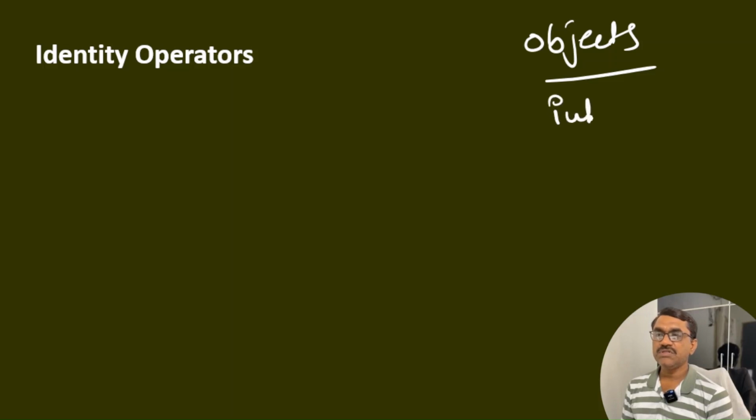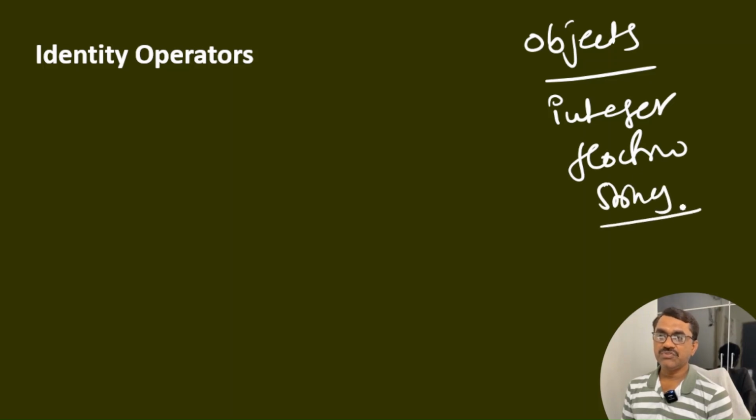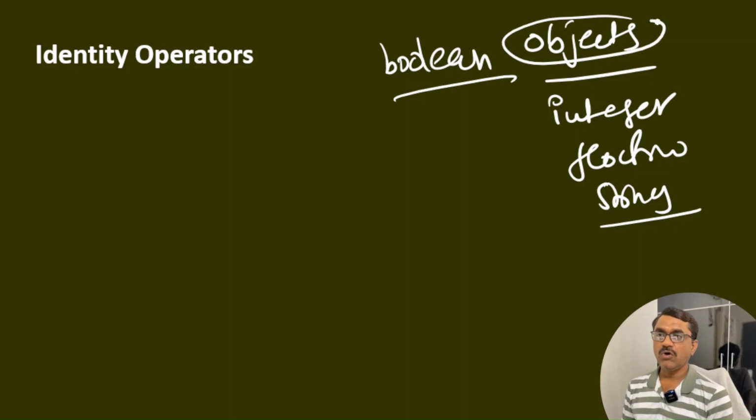Now we are going to talk about the identity operators in Python. Before moving on to identity operators, let us discuss the concept of objects. In the previous session, or in the introduction classes, we said that Python is purely object-oriented programming. That means we are talking about objects. Everything is treated as an object. We have integer objects, floating point objects, string objects, and Boolean objects.